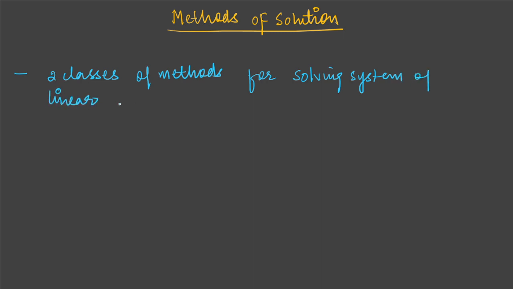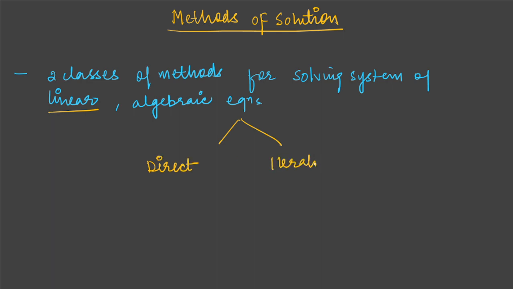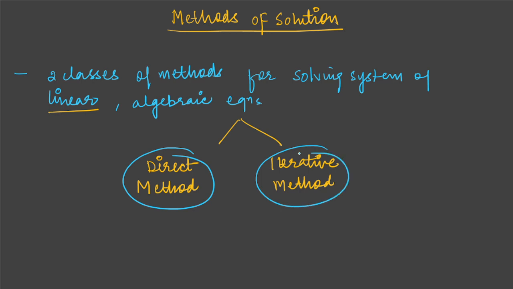But here we are dealing with linear, so I'm going to write linear algebraic equations. Here we are focusing upon linear. And those are what? There is a method called the direct method, and there is a method called the iterative method. Direct method and iterative method. So we will see all of them one by one. As I told you, we'll have to do a lot of things and go a long way, so we'll see all of them one by one.